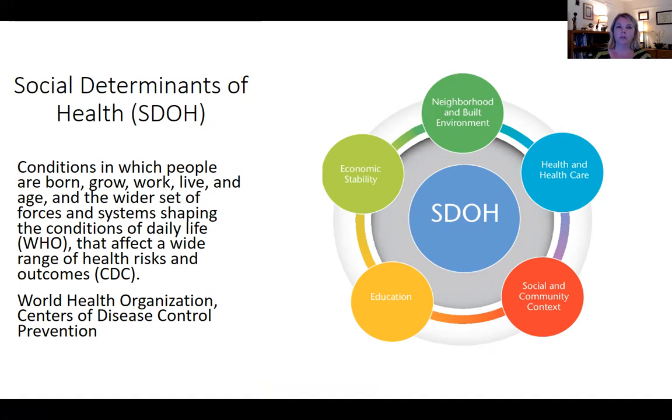So social determinants of health, if you're not familiar, or I'll remind you here, are the conditions in which people are born, grow, work, live, and age, and the wider set of forces and systems shaping the conditions of daily life that ultimately affect a wide range of health risks and outcomes. So this was both with the World Health Organization and CDC, but the 5 main social determinants of health, this is the model actually from Healthy People 2020, now 2030.